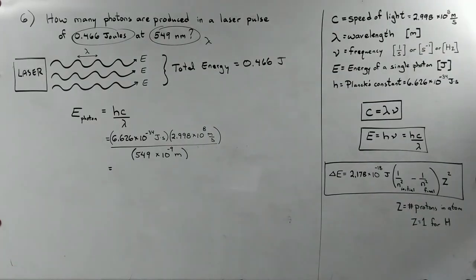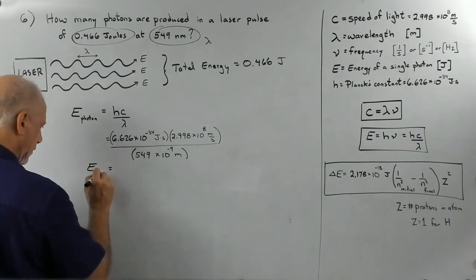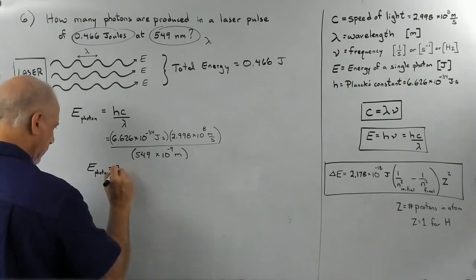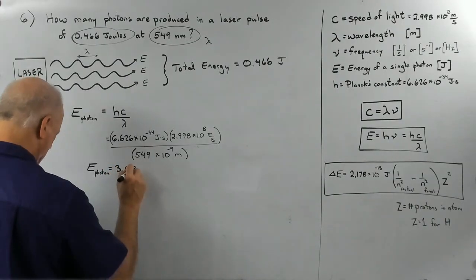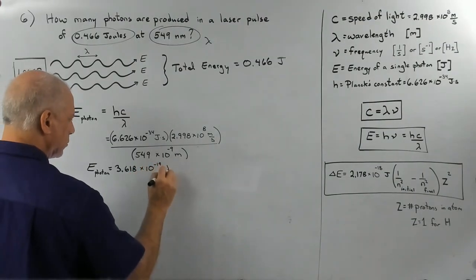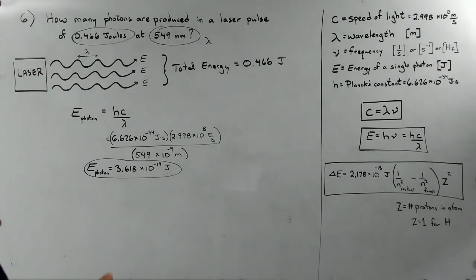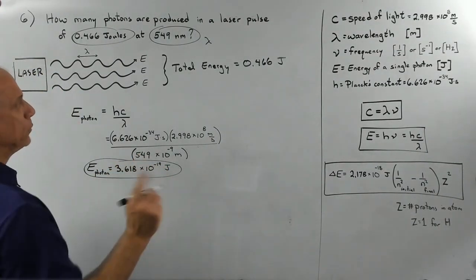Now, we do this calculation. Let's go ahead and plug this in. 6.626 times 10 to the minus 34th, times 2.998 times 10 to the 8th, divided by 549 times 10 to the minus 9th, and we get the energy of a single photon is 3.618 times 10 to the minus 19th joules. Now I'm circling this, but this is not my final answer. This is for one single photon.